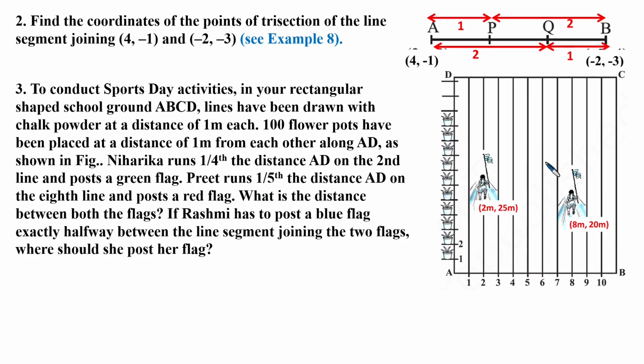And Preet runs 1/5 the distance of AD. That means AD is 100 meters, so this is 20 meters in the y direction on the 8th line, and posts a red flag. So she posts, this is the 8th line. So this is the coordinate of Preet, 8 meters comma 20 meters. This is the x-axis, this is the y-axis.